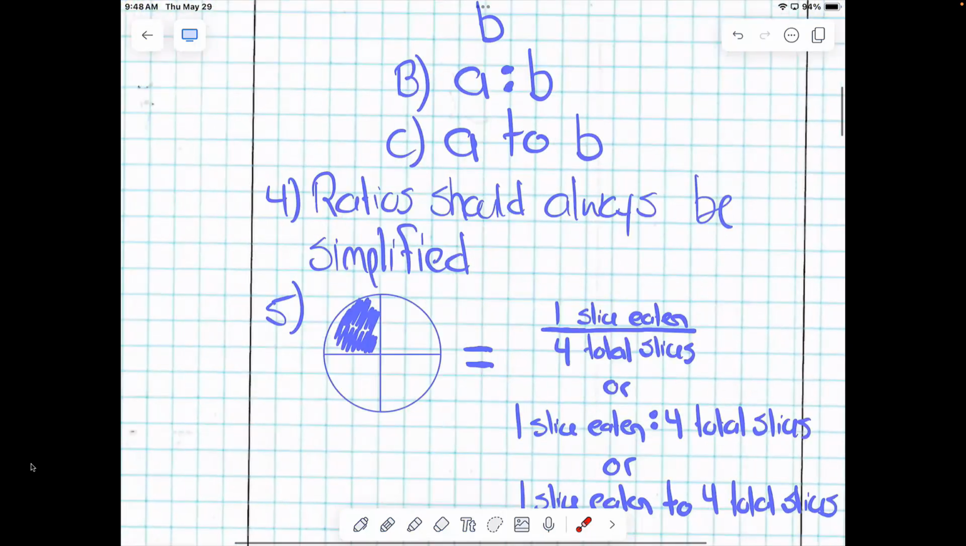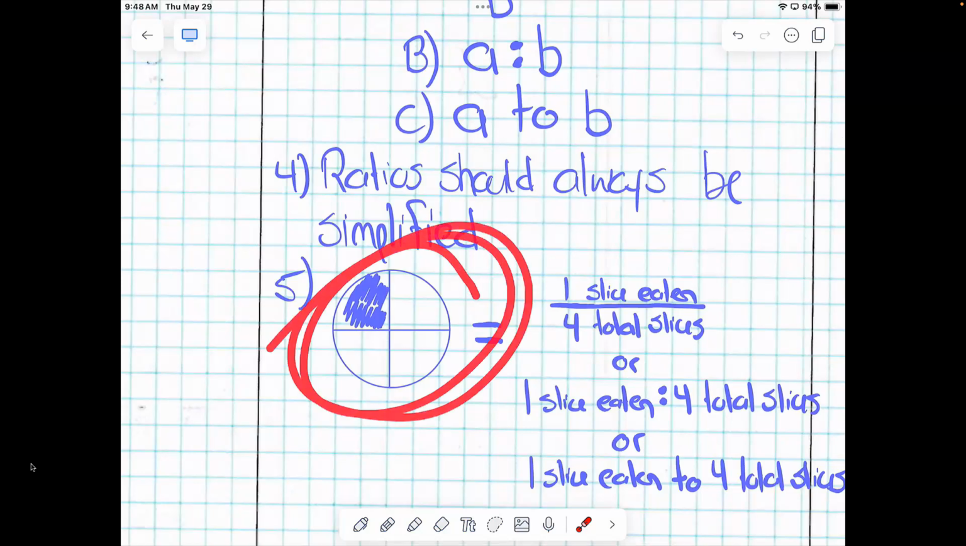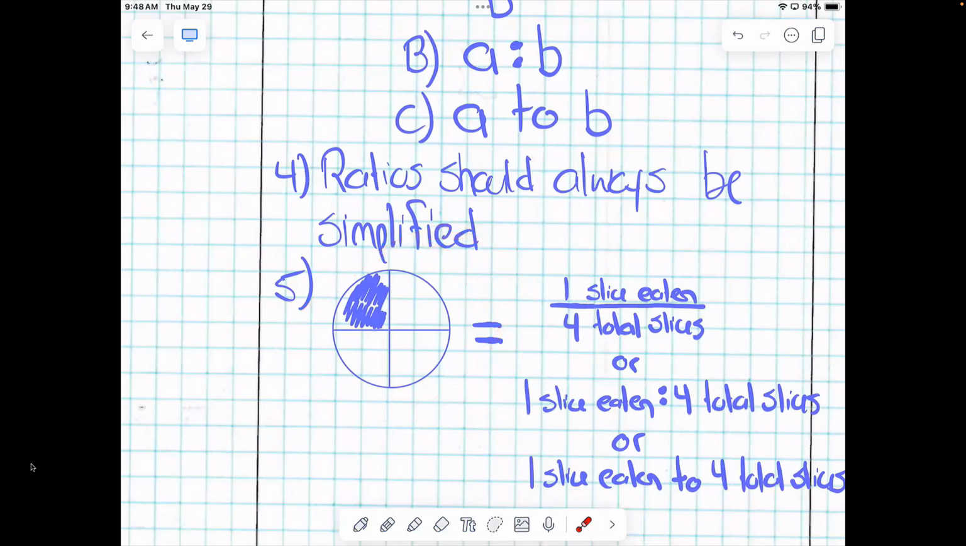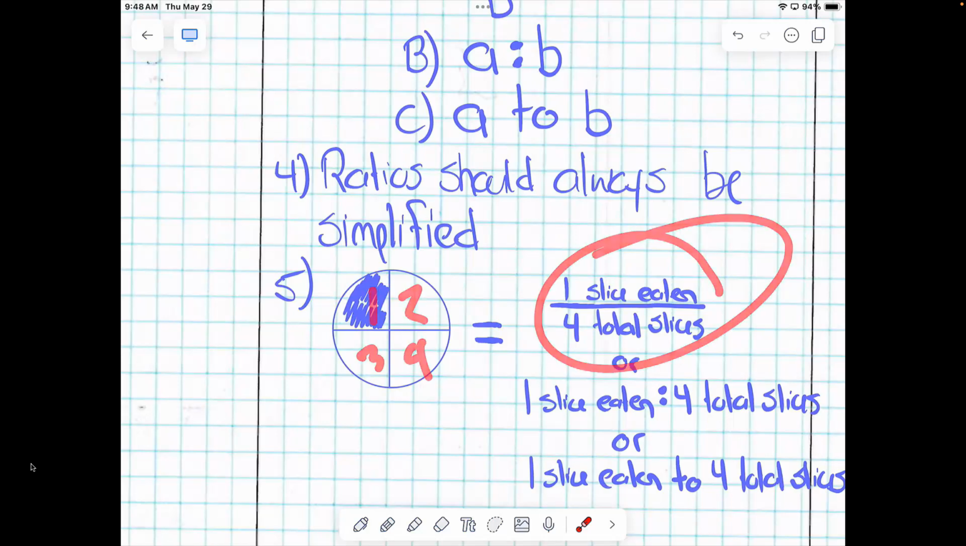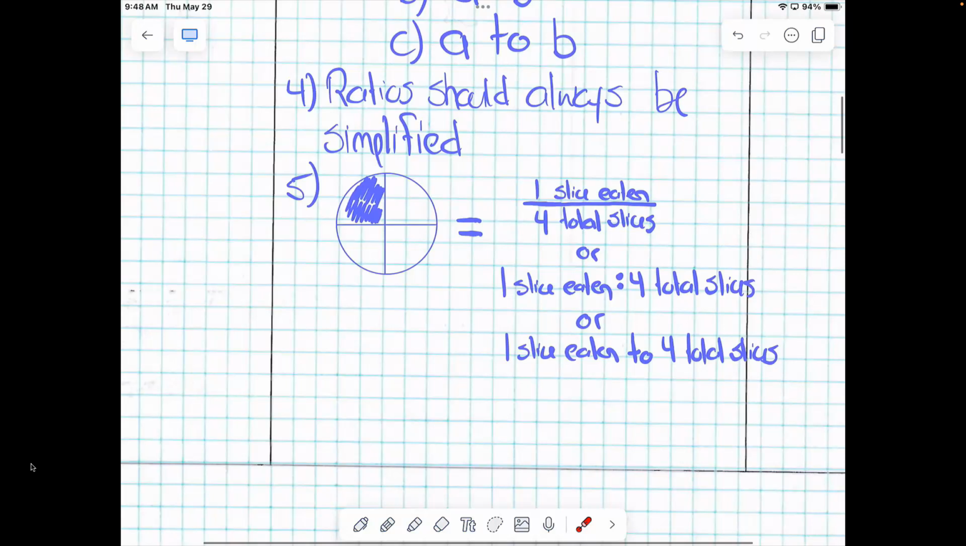Is there a lot of different ways of looking at this little circle diagram as a ratio? Yes. Here's one. We actually thought it looked like pizza, right? This represents one slice of the pizza that we ate. And how many total slices are there? 4. Somebody else said, you know what, Mr. Ponger? We could write a ratio as one slice eaten.